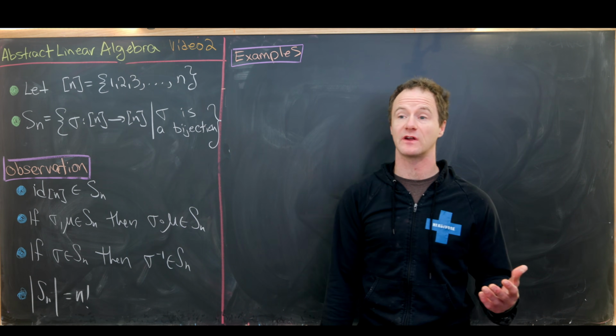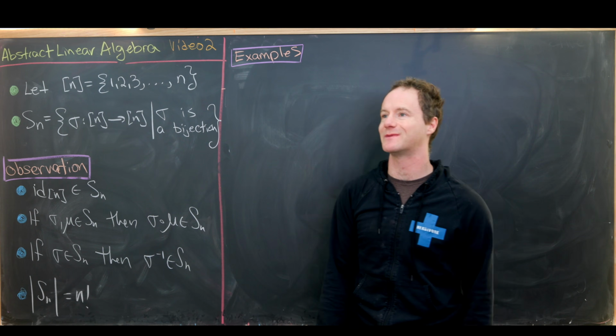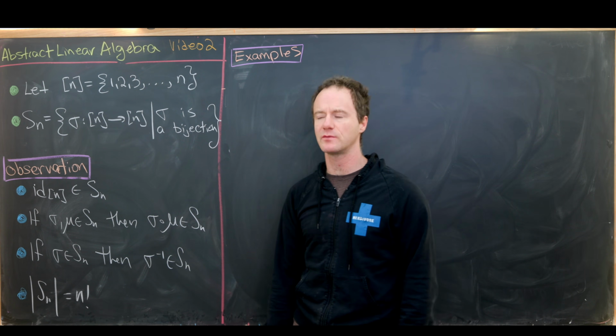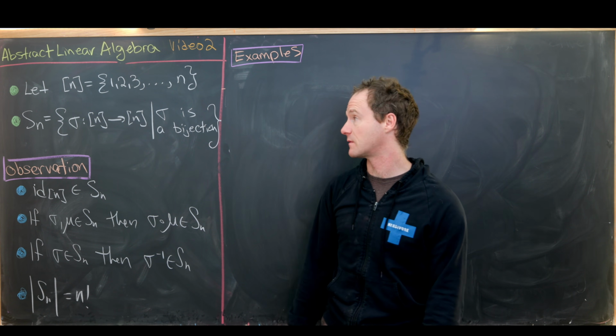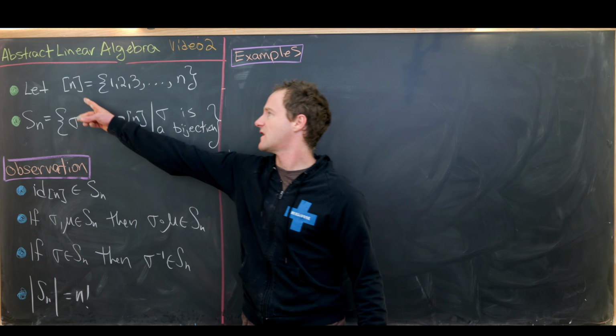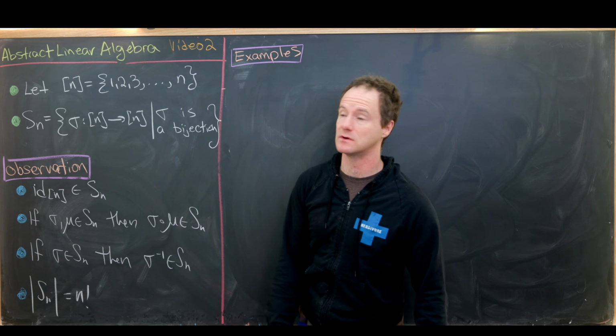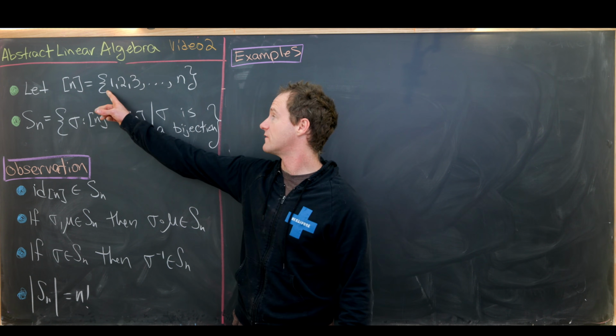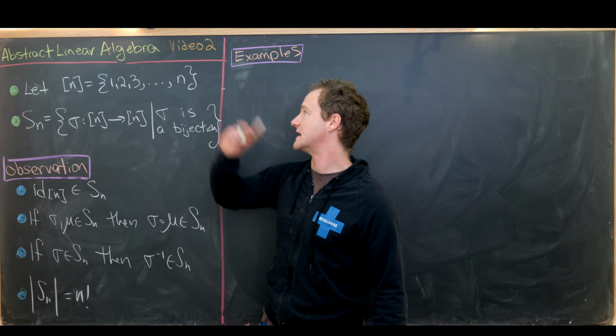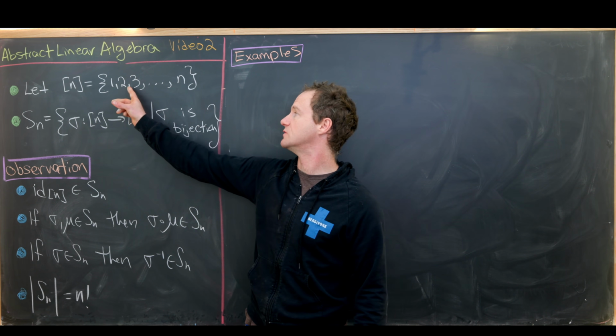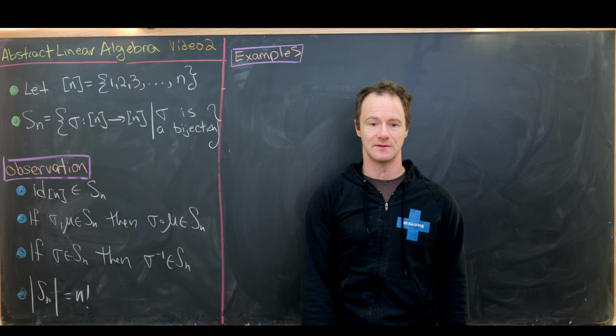Now that we've got a feel for invertible functions and their relation to bijections, we want to look at permutations on a finite set of elements. So let's define this bracket n symbol to mean all of the natural numbers between 1 and n. So in other words, 1, 2, 3, all the way up to n.